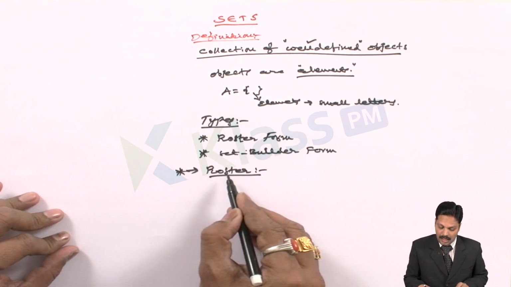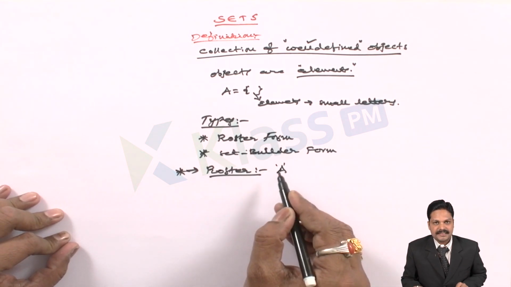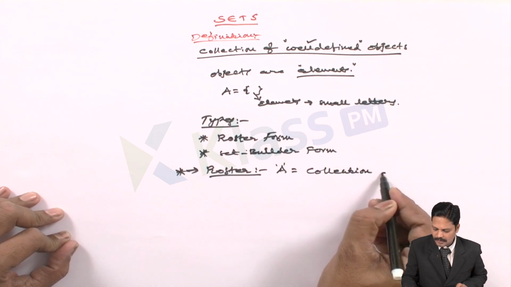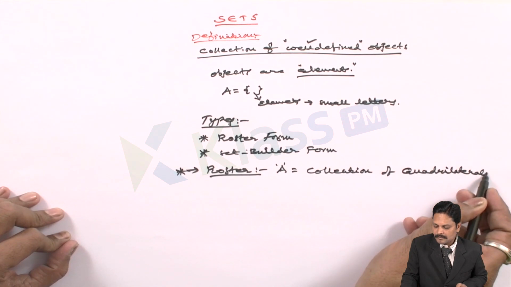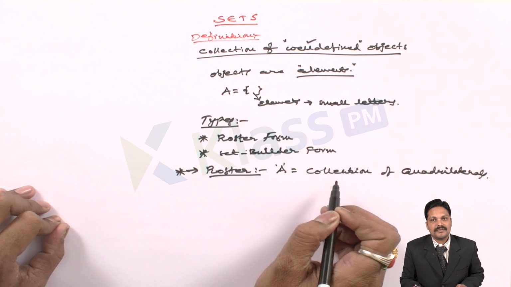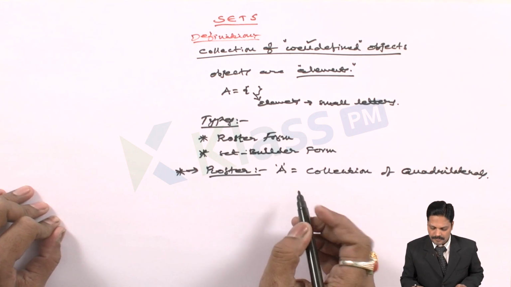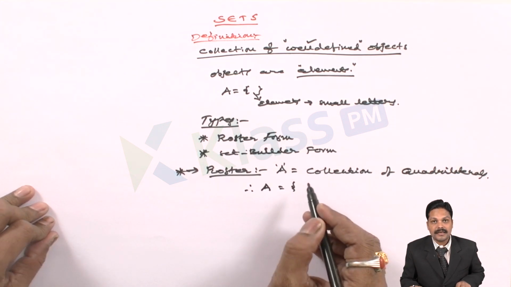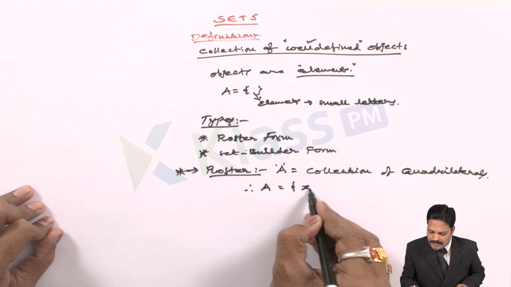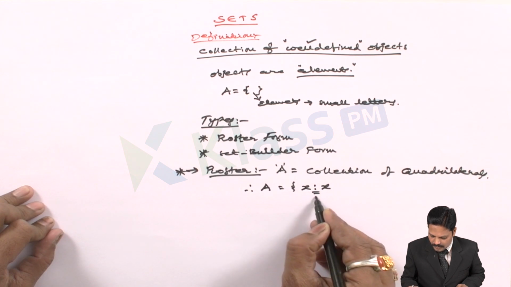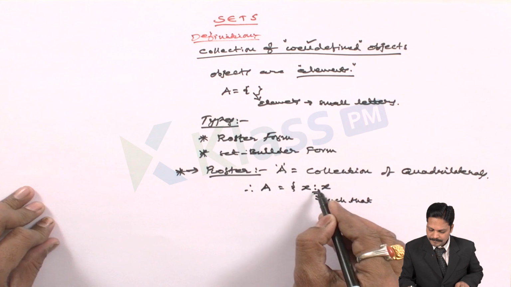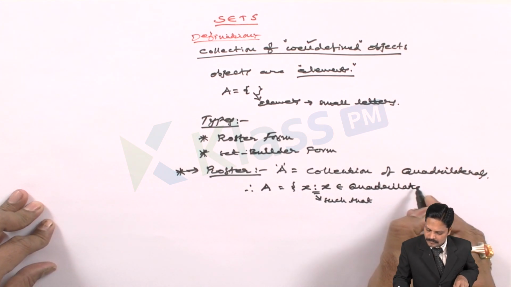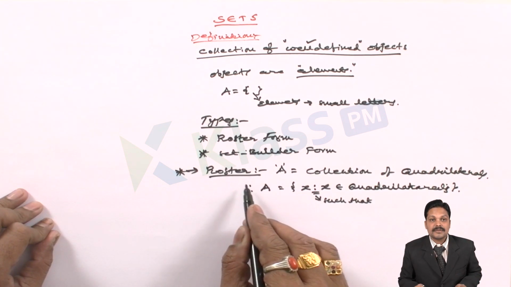Roster. How can we derive this roster form? I am taking set A as a collection of quadrilaterals. Simply we are saying A is a collection of quadrilaterals. How can we take this in roster form? We take A as a set, and as per our condition, the set is written with flower brackets: X such that X belongs to quadrilateral. This symbol is called such that. This is the roster form.